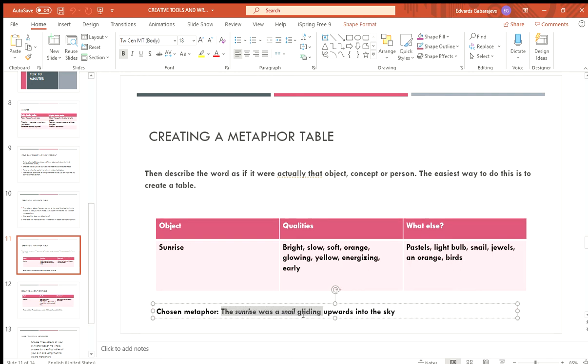The sunrise was a snail gliding upwards into the sky. So, right, they found the object was sunrise, another object was snail, and both snail and sunrise possessed the quality of being slow, and that was the point at which the author compared those two, creating an interesting image, right? That the sunrise was like a snail. You see, it's very interesting.